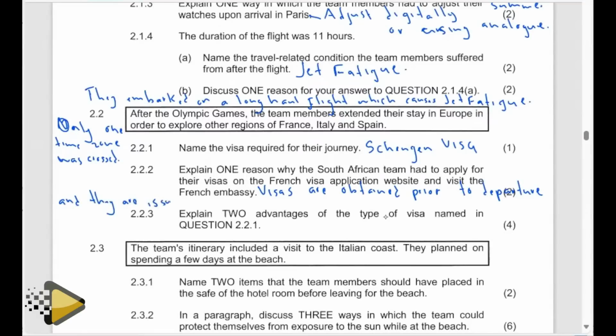They are issued by the embassy of the destination country. In addition to that, we should also take note that French embassies have gone digital. Some of them actually use the e-visa, so you can also talk about the e-visa regime.